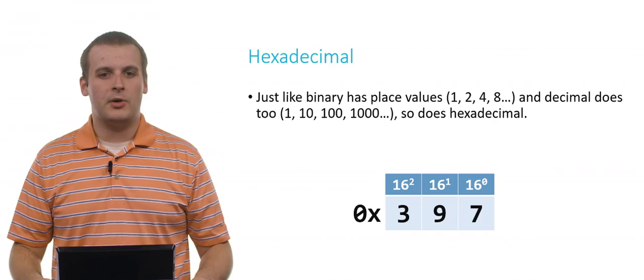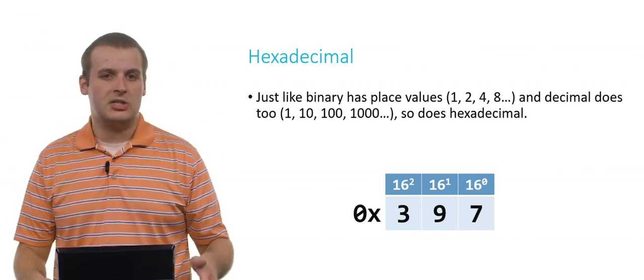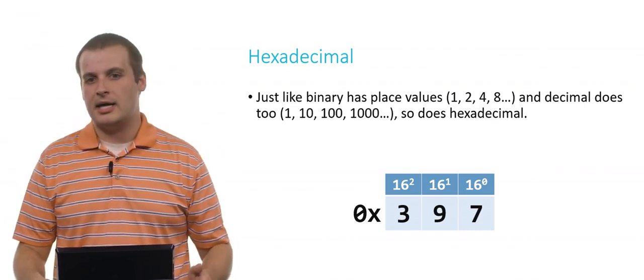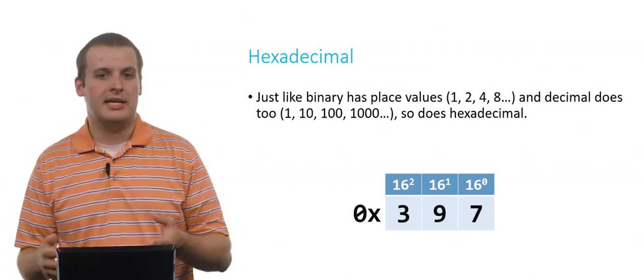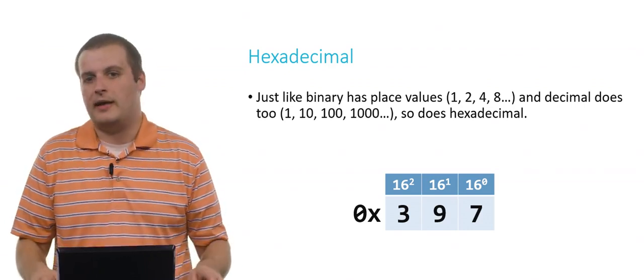So this number is really 3 times 16 squared plus 9 times 16 plus 7. I didn't do the math here, but it's not 397. It's much, much larger than that.